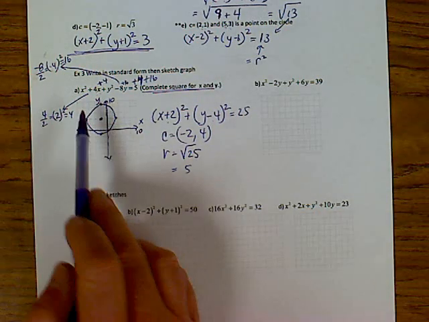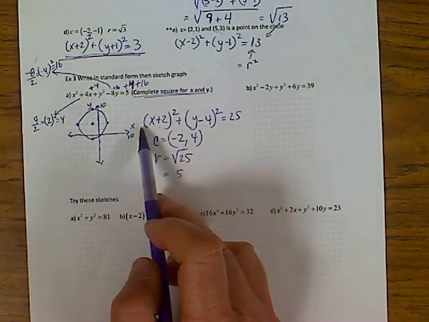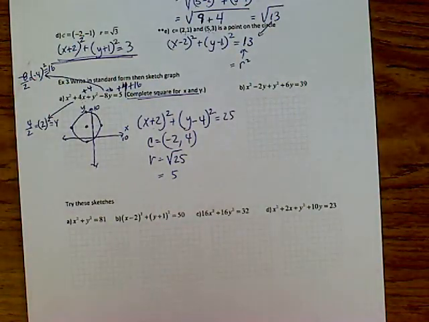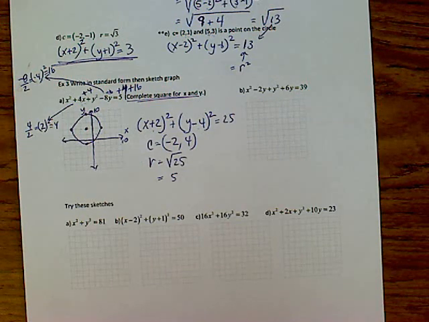Again, complete the square separately for x and separately for y. That is kind of the key. Again, how do I know I have a circle? Nothing in front of x squared, nothing in front of y squared. The x squared part is what I'm talking about. But that's going to be covered in more detail in Thursday's lesson.